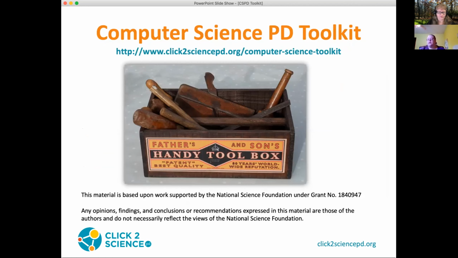Another resource that can help you implement inclusive computer science experiences in your after-school program is a Computer Science Professional Development Toolkit that Click to Science has developed with support from the National Science Foundation. The videos we used and the activities we did together come from one of the new resources in the toolkit called Facilitating Inclusive Learning Experiences for Computer Science. You can find this resource and more at the link on your screen.